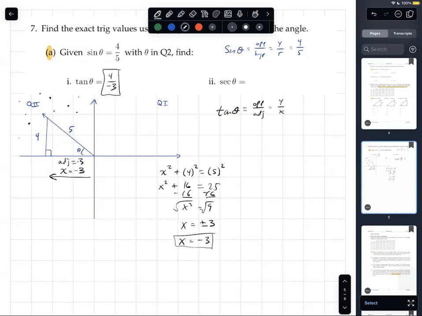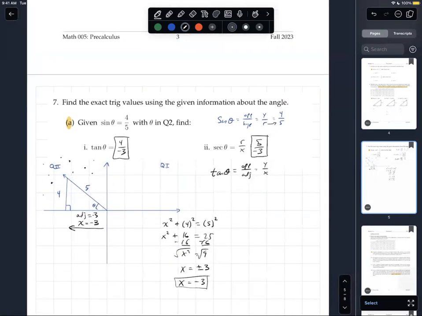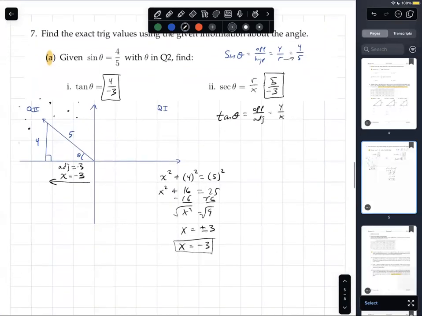And then secant is the reciprocal of cosine, so that's r over x, which is r, we said we were given that it's 5, over x, which we found to be negative 3. So those are our answers there. All right, so that was number 7A. Does anybody have any questions on that?